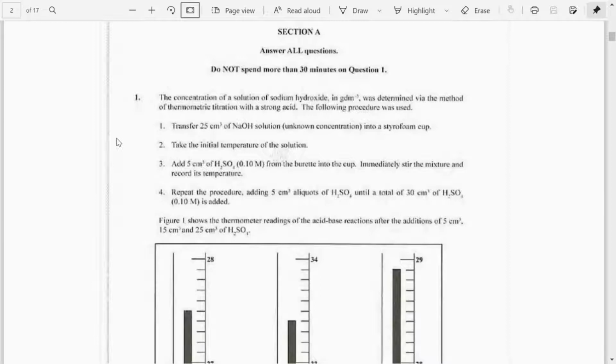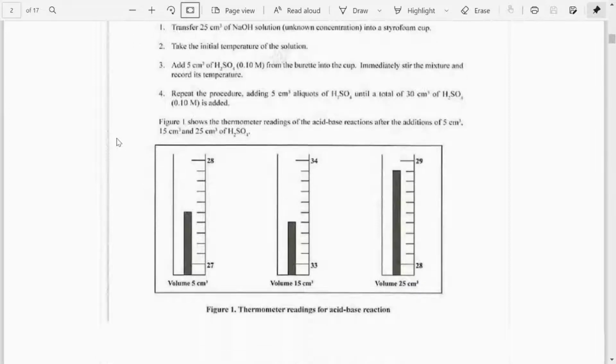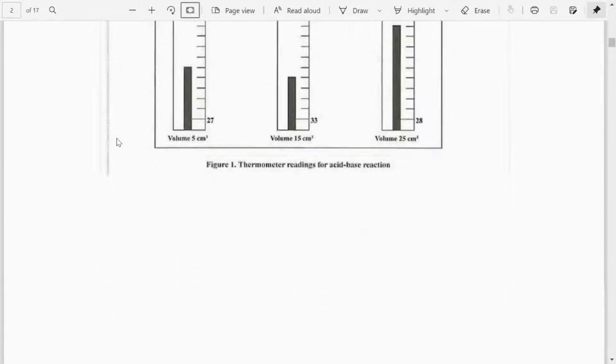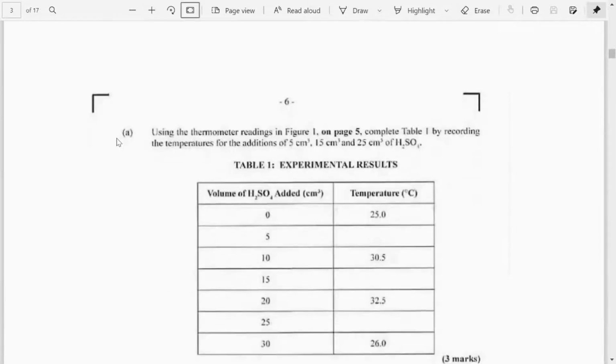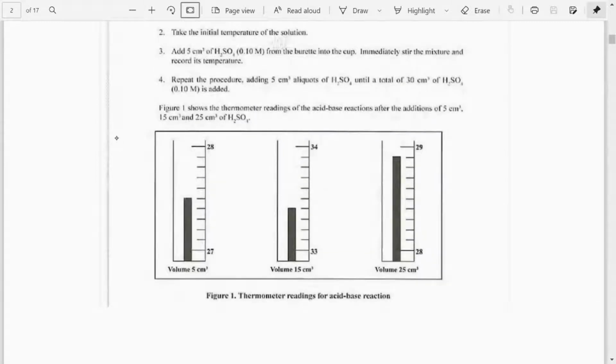total, right? Now it says figure 1 shows the thermometer readings of the acid-base reactions after the additions of 5 cm cube, 15 cm cube, and 25 cm cube of sulfuric acid. So I have our thermometer reading here. And of course, question A says using the thermometer readings in figure 1 on page 5, complete table 1 by recording the temperatures for the additions of 5, 15, and 25 cm cube of sulfuric acid. Alright, so let's take our readings.